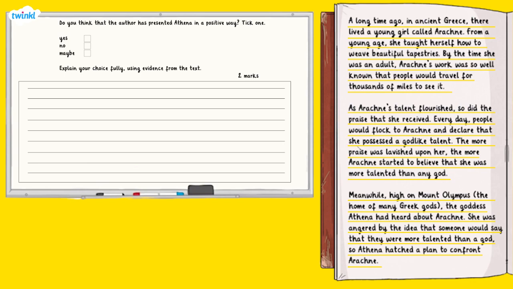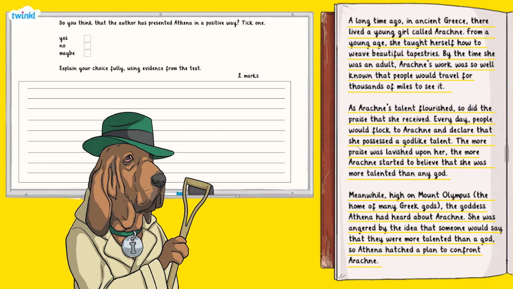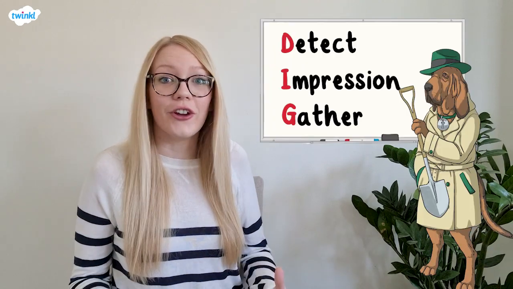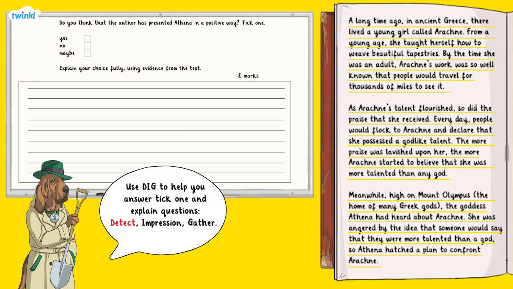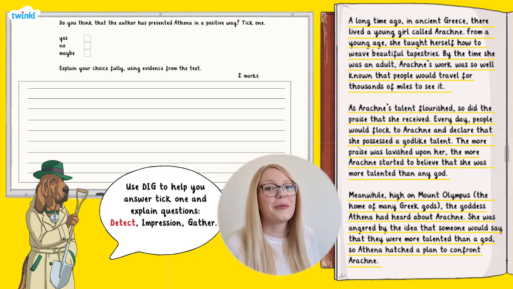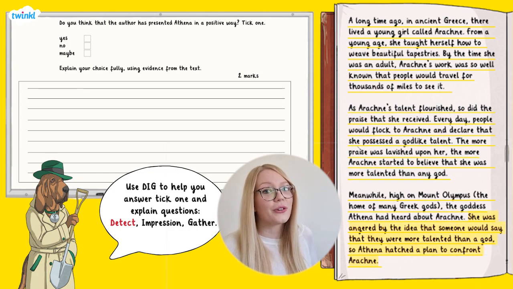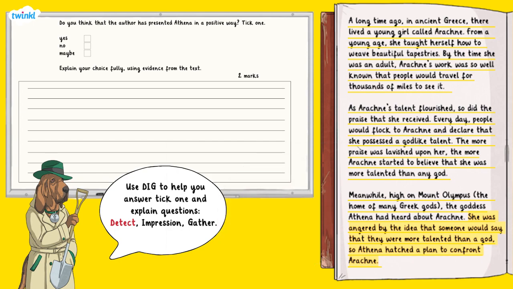Our first question is asking us if you think that the author has presented Athena in a good way. We need to apply what we've learnt from Inference Iggy. He is the clever canine who helps us make inferences from the text. Let's use the DIG method to write our response. First, let's detect. This is where we look in the text for any words or phrases where Athena has been mentioned to help us answer the question. Top tip, when you're completing a question on paper, it may help you to underline or highlight key words or phrases. Then, you need to decide what your opinion is and tick the relevant box.